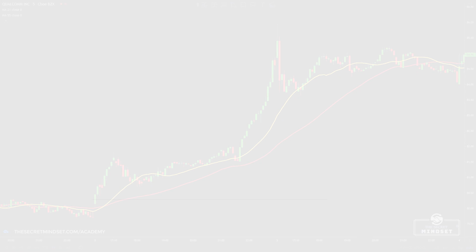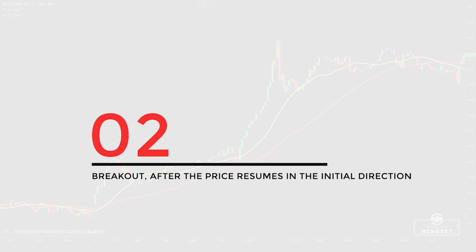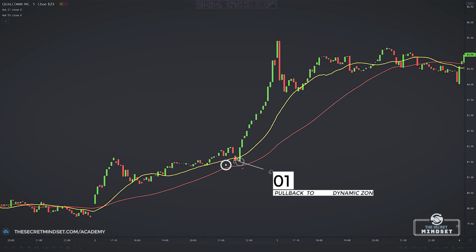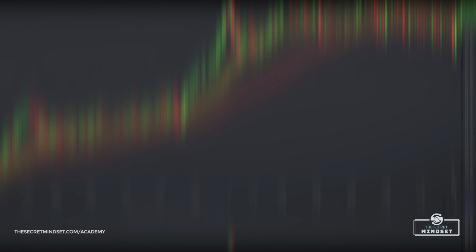The final step is to trade a breakout after the price resumes in the initial direction and the price was unable to break below the dynamic zone of the two moving averages. So we chase a breakout, a momentum move, in the direction of the trend after we identified strength in the market, meaning that the price found support or resistance at the dynamic zone. This means we have buying power in an uptrend or selling power in a downtrend at the dynamic zone formed by the two moving averages, and we aim to ride the momentum wave. But we need a breakout. We want a trendline breakout or a swing breakout.